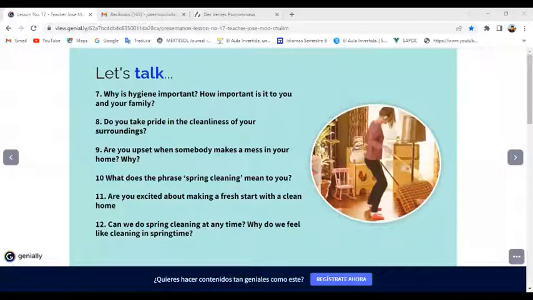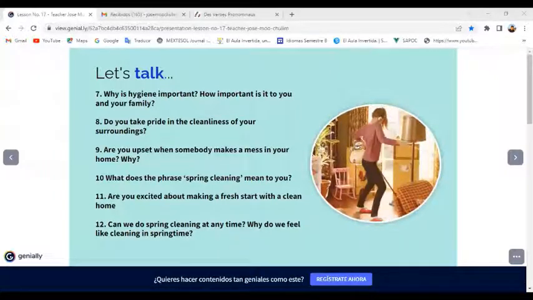So what do you usually do when someone makes a mess at home? Well, if it's a family member, probably I will ask them to clean the mess. But if it's not a family member, probably I won't say anything. Okay, I understand. So if it isn't part of your family, you don't say anything. Okay, so thank you, Edgar.